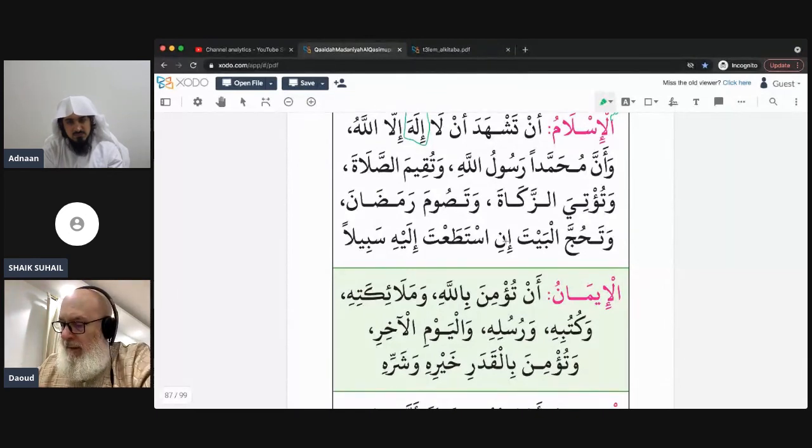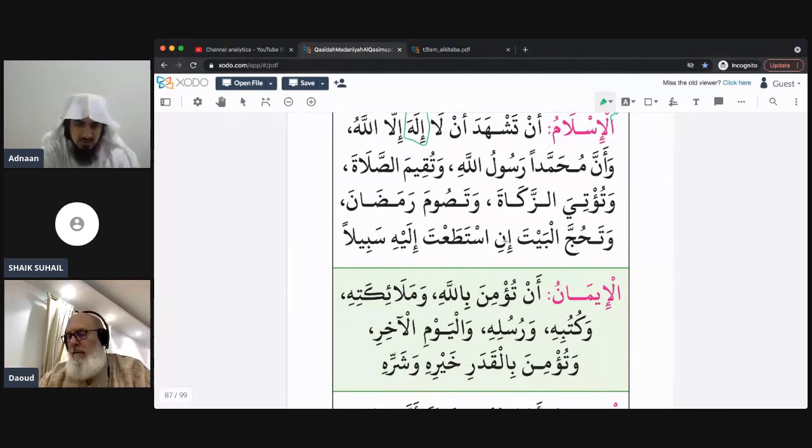Watahuji baitainisti hujjal, watahujjal. Inisti tata, inistata'ta, tata, ilayhi, sabi, sabila. Ahsant. Watahujjal baita inistata ilayhi sabila.